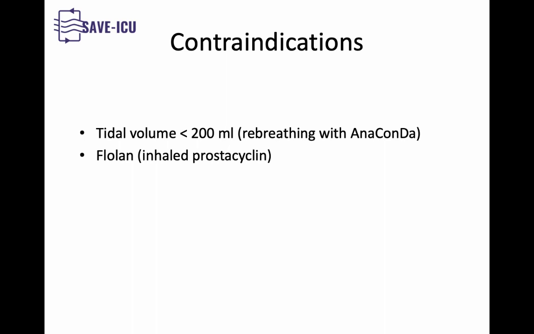The first contraindication is having small tidal volumes. The reason is the Anaconda itself is a dead space chamber, and when you add on dead space to the circuit, the patient needs to be taking adequate tidal volumes in order to avoid rebreathing. One of the models of the Anaconda, which is the Anaconda S, has 50 mils of dead space. And so you need to have a patient who's breathing more than 200 mils of tidal volume in order to accommodate that dead space. For any patient who's breathing tidal volumes less than 200 mils, you run the risk of rebreathing.